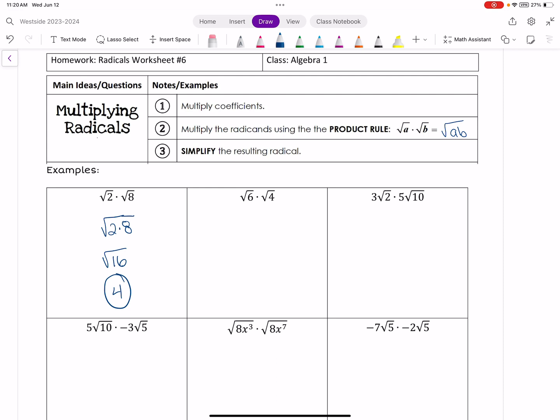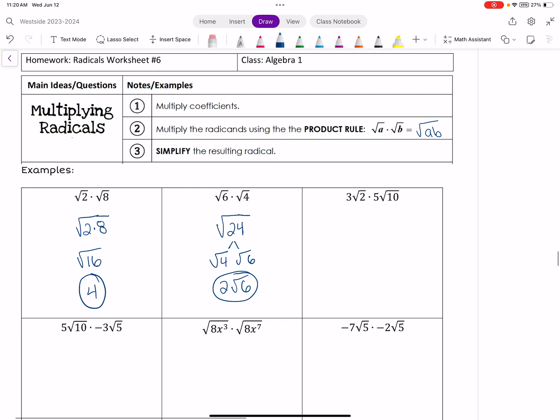Moving to the next one, radical 6 times radical 4. We're going to multiply those to get radical 24. We can break up radical 24 into radical 4 times radical 6, which gives us 2 radical 6.